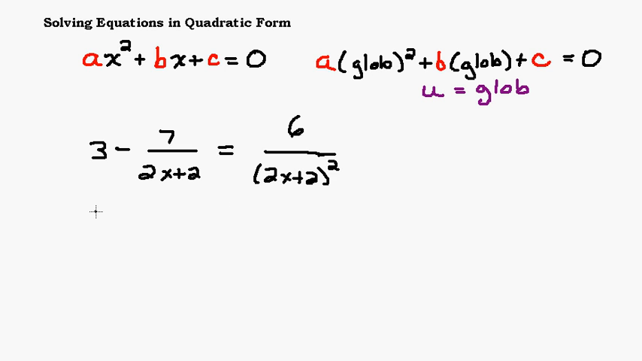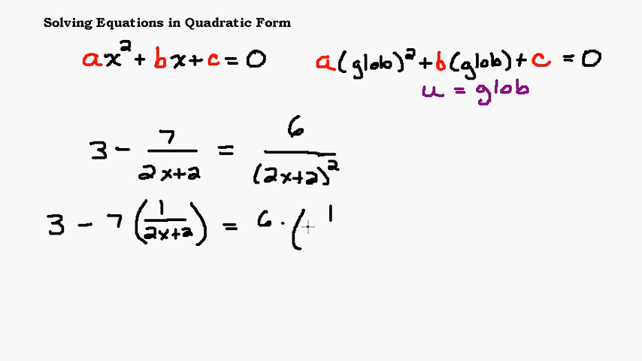So let's think of it like this. Since it is in the denominator, I could really just think of it as 1 over 2x plus 2. Actually, let me put the 7 first so it's more in the right form. 3 minus 7 times. Okay? So 1 over 2x plus 2 could be my glob. And this could be 6 times the quantity 1 over 2x plus 2 squared.